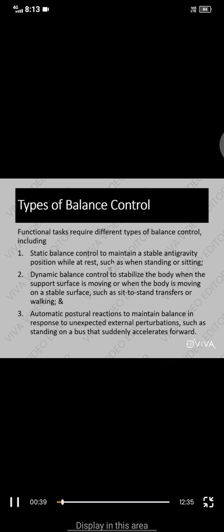Types of balance control. Functional tasks require different types of balance control, including, first, static balance control to maintain a stable anti-gravity position while at rest, such as when standing or sitting. Second, dynamic balance control to stabilize the body when the support surface is moving or when the body is moving on a stable surface, such as sit to stand, transfers, or walking. Third, automatic postural reaction to maintain balance in response to unexpected external perturbation, such as standing on a bus that suddenly accelerates forward.